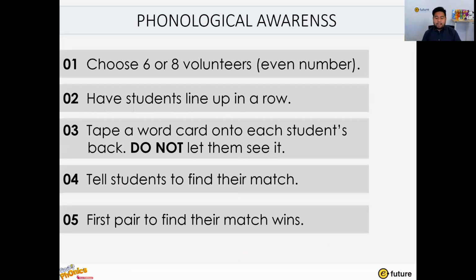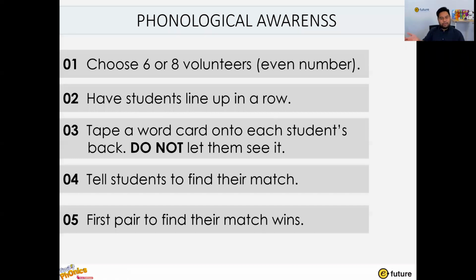And then have them line up in a row, okay? And then you kind of tape, pin the word cards to their back, and then the students need to find their match, okay? But you have to make sure that the students do not see what's on their back, okay? So the first 2 to find their pair will get the win, essentially, okay?